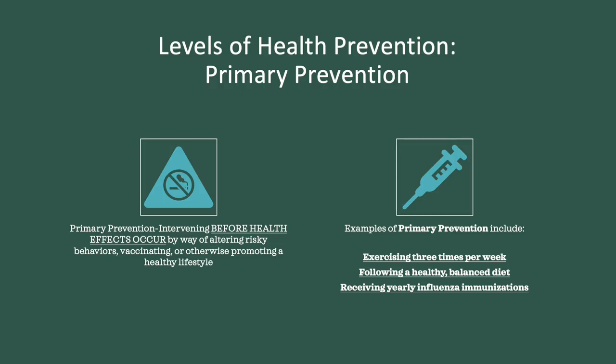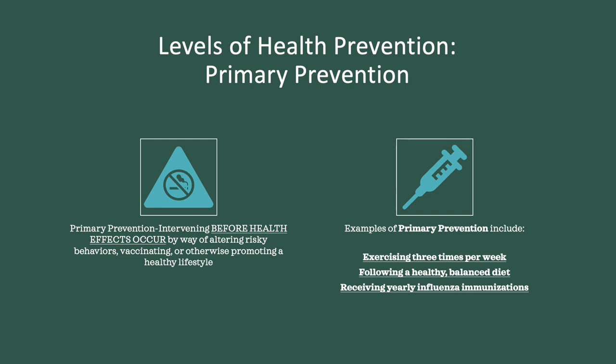Now, if you guys remember, I told you in the first lecture that primary, secondary, and tertiary prevention are a huge deal, that objective and subjective data are a huge deal, and I'm not joking with you. This is a thing. So first exam, always going to be a thing. Primary prevention is making sure that we are intervening before health effects occur, right? Because of risky behaviors that we do, because of terrible lifestyles we keep, yada, yada, yada.